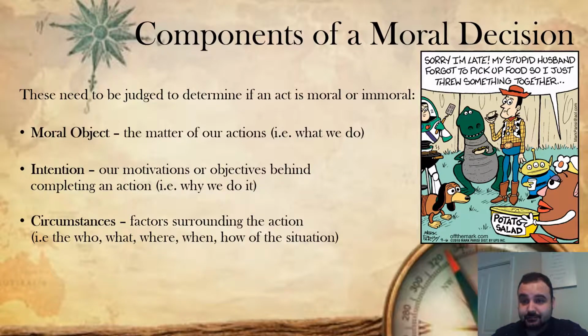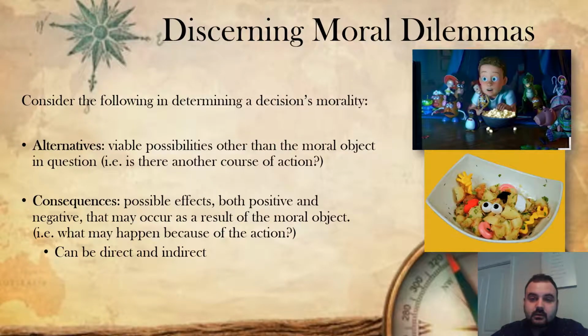What's her intention? Well, she was going to this party and she wanted to bring something because her husband forgot to pick something up. She wanted to just throw something together. What are the different factors? Well, she's a potato, her husband's a potato, and her husband forgot to pick up food. So we might say those are facts about the situation. So what other things should we take into consideration? So we've established those things. What should we take into consideration?